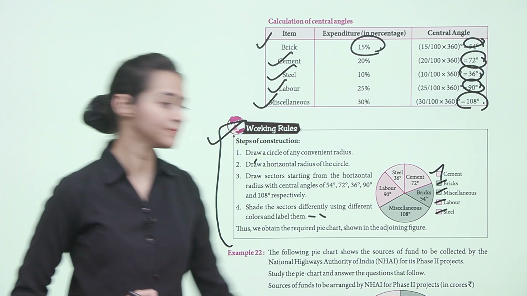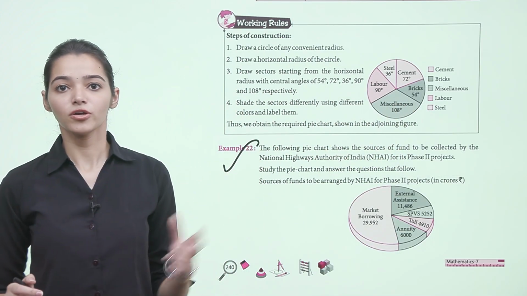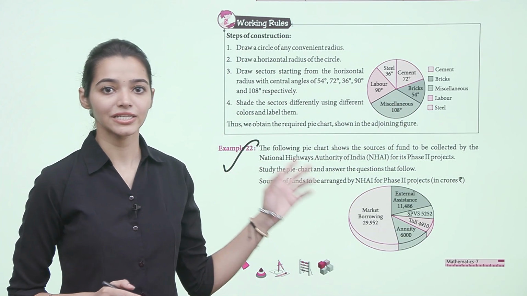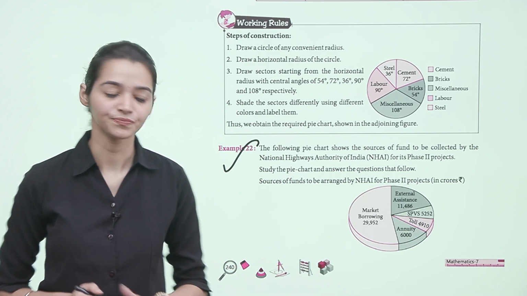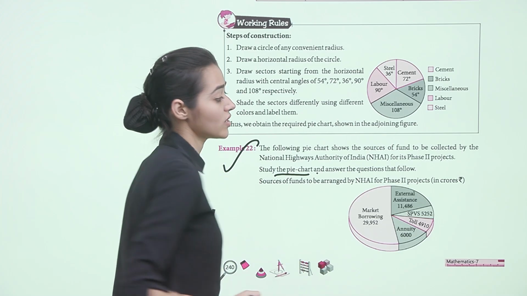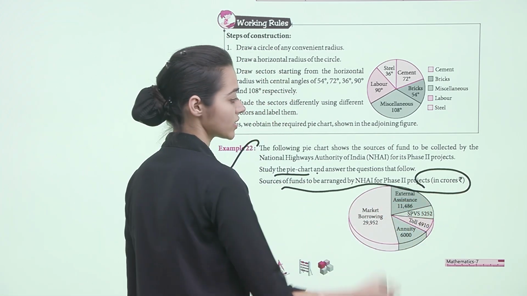Now let's start with our example number 22. The following pie chart shows the sources of funds to be collected by the National Highways Authority of India for its phase 2 project. We will study the pie chart and answer the questions that follow. Sources of funds to be arranged by NHAI for the phase 2 project.